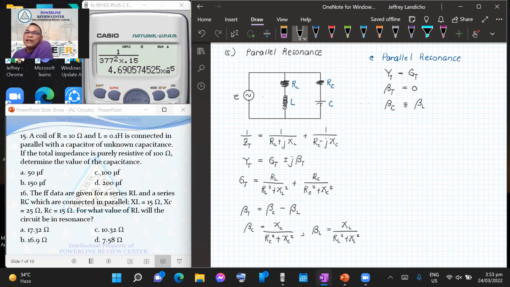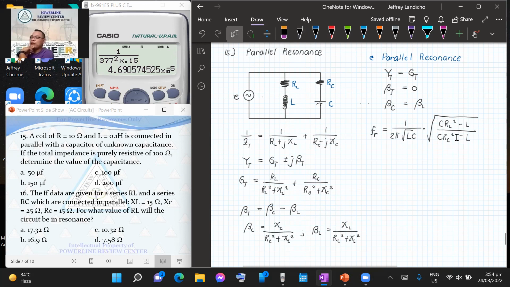So, kailan sila mag-i-equal? So, equal ulit yan based on the resonance frequency. So, hindi ko na i-derive, pero dyan din nanggaling that the resonance frequency for parallel resonance, that is 1 over 2 pi square root of LC, nakamultiply nga lang yan sa square root of (C RL squared minus L) over (C RC squared minus L). So that is the general formula for resonance frequency ng ating parallel resonance. So ibig sabihin, kung wala tayong R, kung walang R, zero mo yan, negative yan lang.